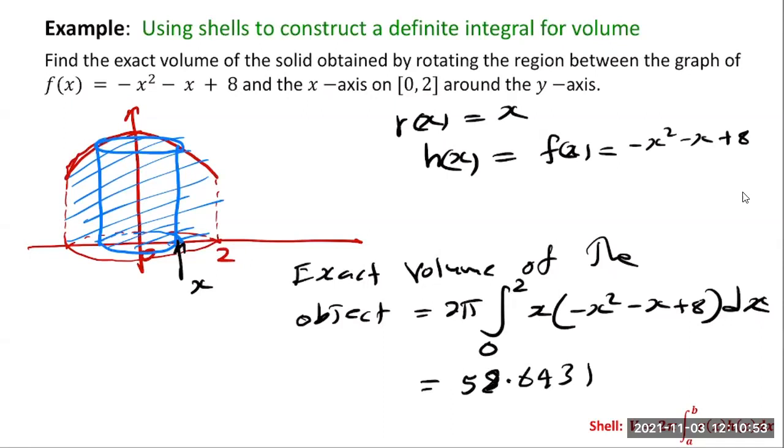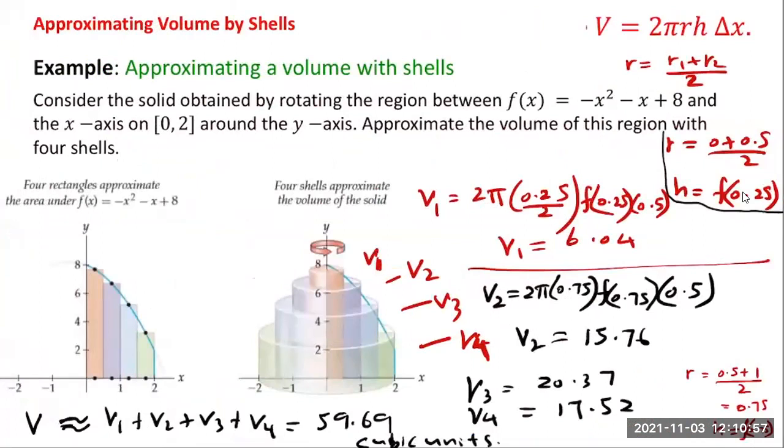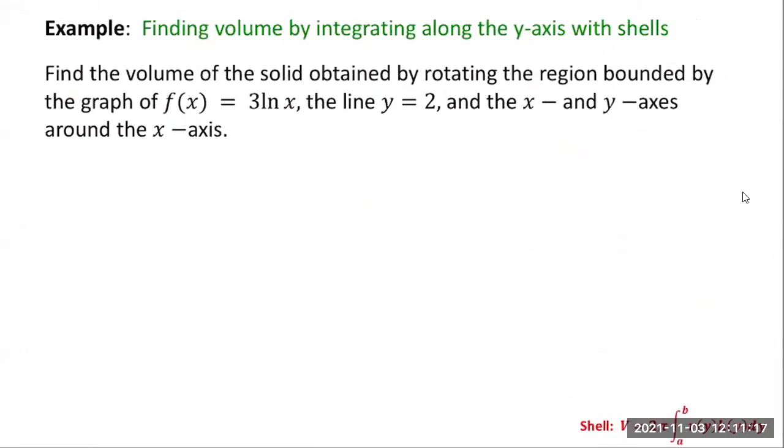58.6431. What was the approximation in the previous example that we found? It was 59.69. It's not a bad approximation, right? The actual volume is about 58 something. The approximation was 59 something. As you can see, if you take smaller subintervals, you should get a better approximation. All right, let's move on to our next example.